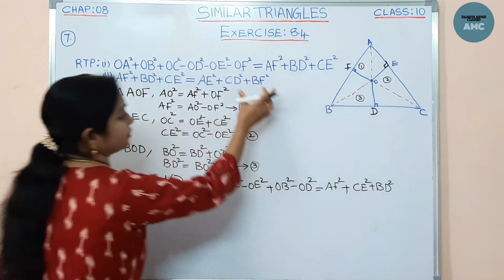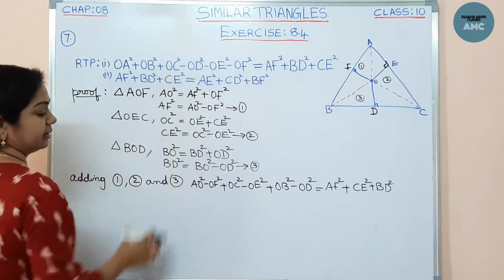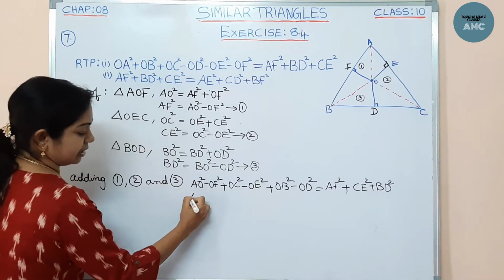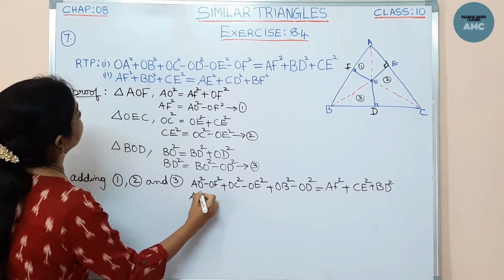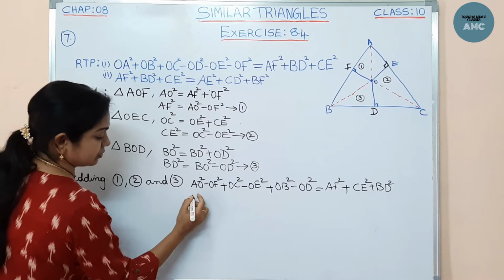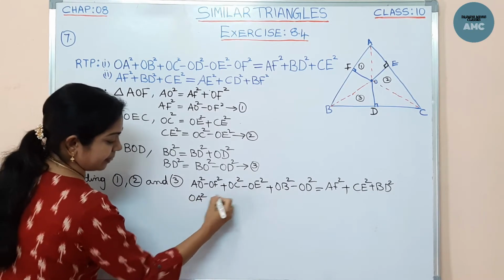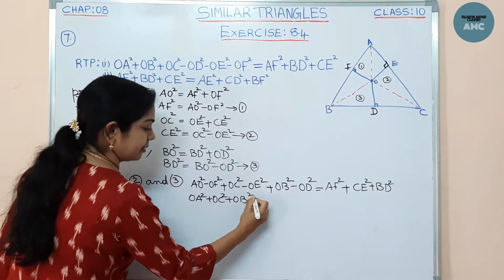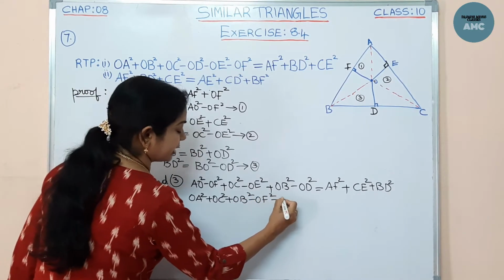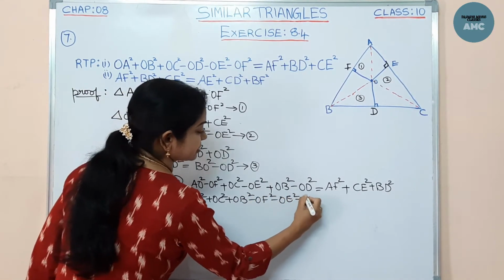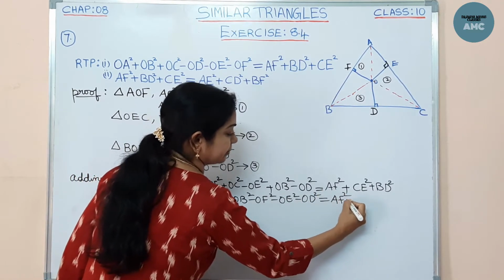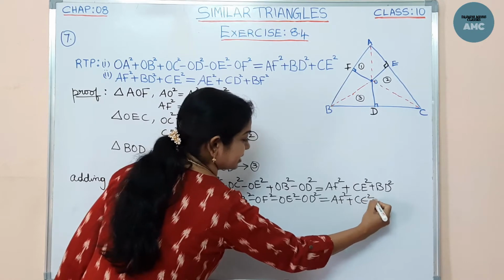Now this part is what we have to know. Here the same thing, just rearrange the minus and plus, all the plus at one side. This is OA square plus OC square plus OB square minus OF square minus OE square minus OD square is equal to AF square plus CE square plus BD square.